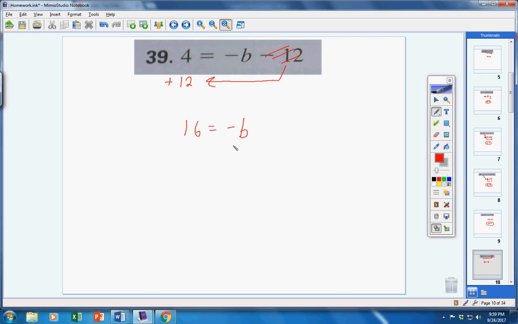Now remember what I just showed you in the last problem. Step 2 is to isolate the variable. We don't want this negative sign here, so it's okay to change this sign to a positive as long as I change this sign to a negative. Alright? And there we go.